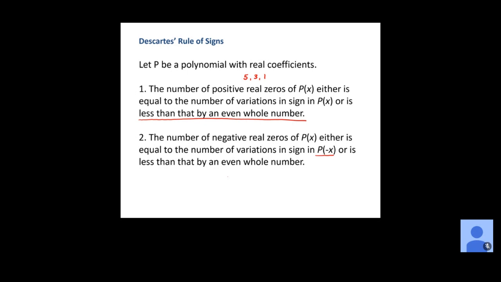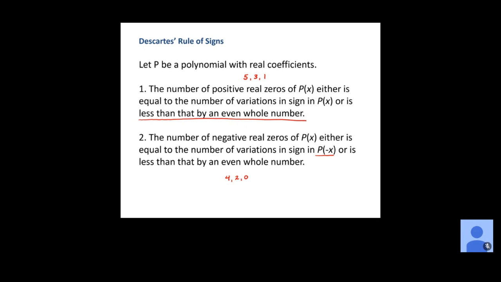So let's say I count them up and I get 4 sign changes. Well, that means there's either 4 or 2 or possibly even 0 negatives. Okay. You're just always subtracting 2 from whatever number you get. That gives you the options for the number of, in this case, positive real zeros for P of x and negative real zeros if we do P of negative x.